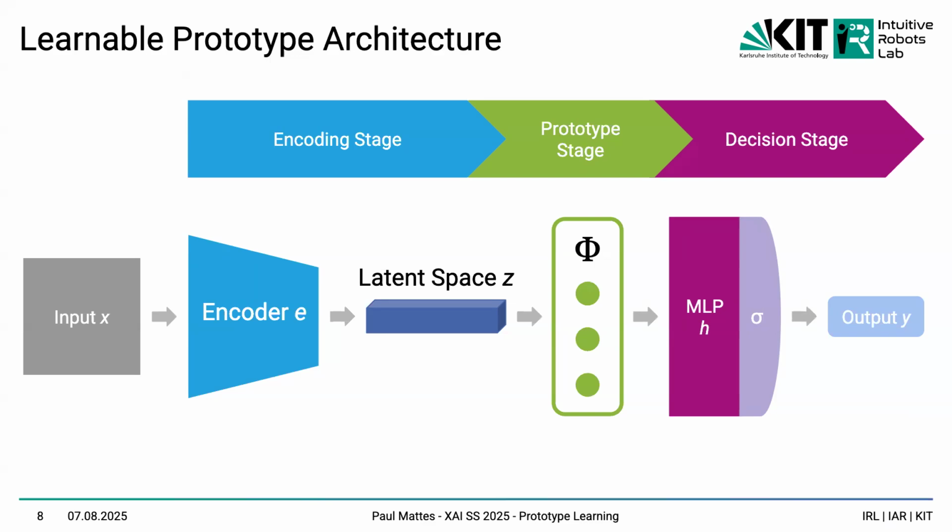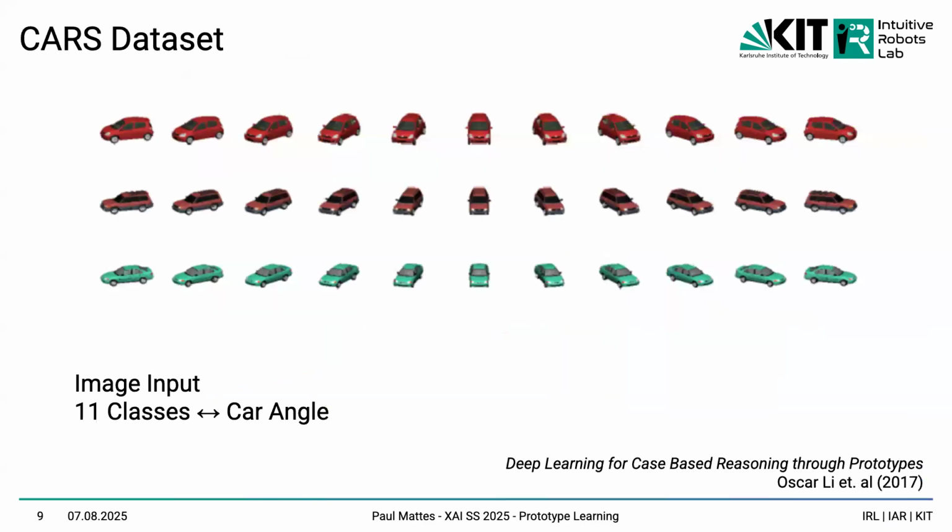The really interesting part comes later, because we need to adapt the loss. Currently, we need to somehow align the different samples with the different prototypes. And this we can do through different loss definitions. But let's first look at the example data set, which is based on this paper from 2017.